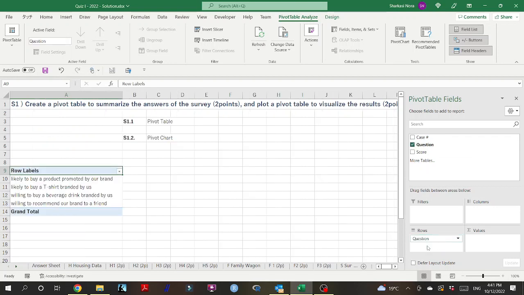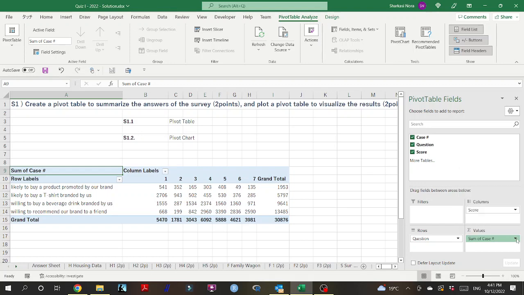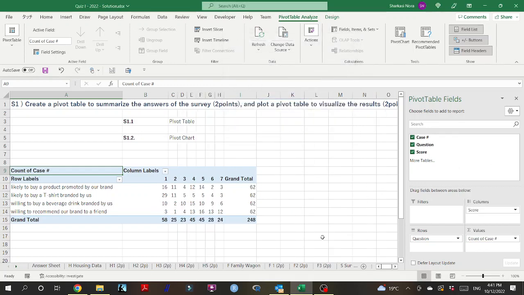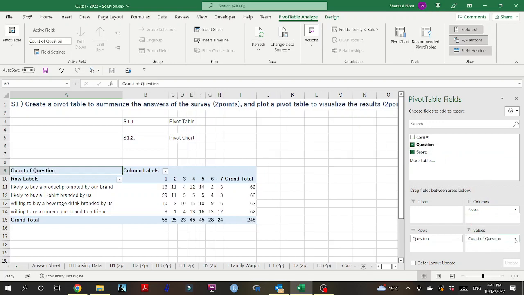So what are the answers? Here are the questions. We have all these questions. And where are the scores? Here are the scores. What's the count of the scores? Put anything you want. Put the case, put the question. But instead of putting sum, you just need to put the count, right? Here, count. Do you see 62, 62, 62, 62? Or you can just take the count of the case, put the question, put the count of the question.